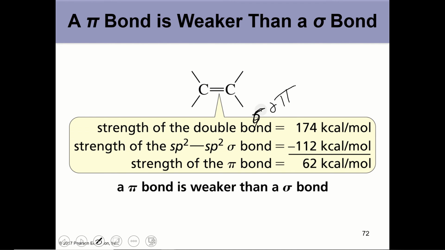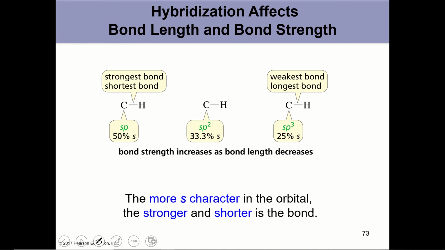So sigma and pi, and we get 174 kilocalories per mole. And for the strength of the pi bond, if we take the total strength of the double bond minus the strength of the sigma bond, we can say that a pi bond is 64 kilocalories per mole, and so it's weaker than a sigma bond. But if you combine a sigma bond and a pi bond, that will be stronger than just a sigma bond.